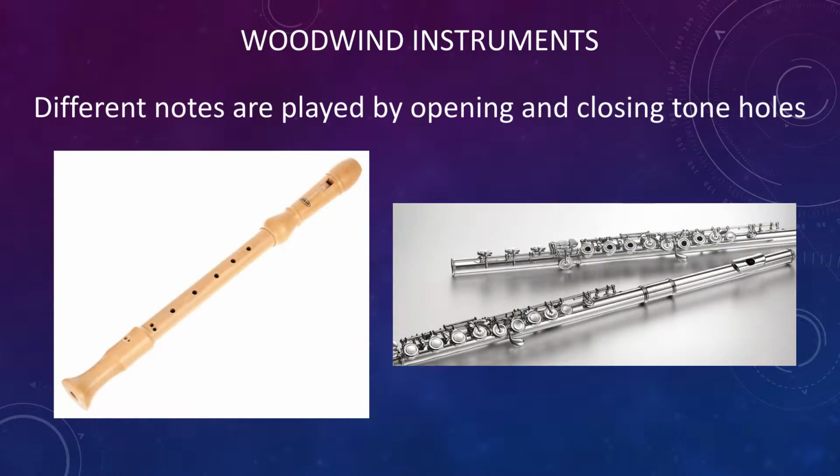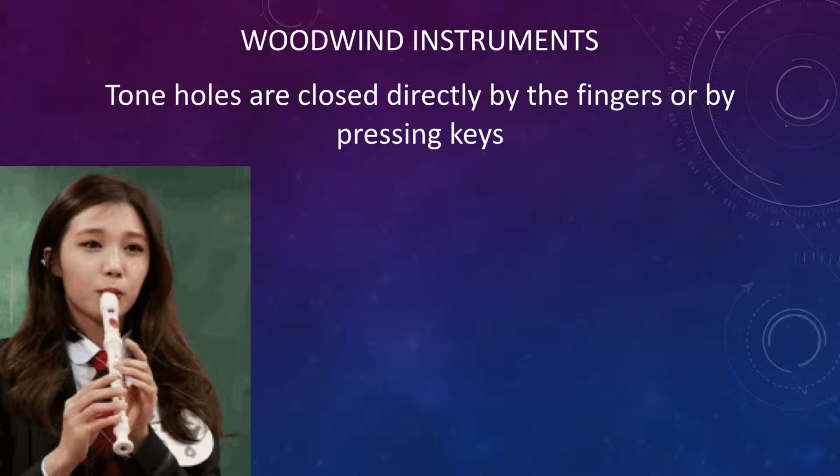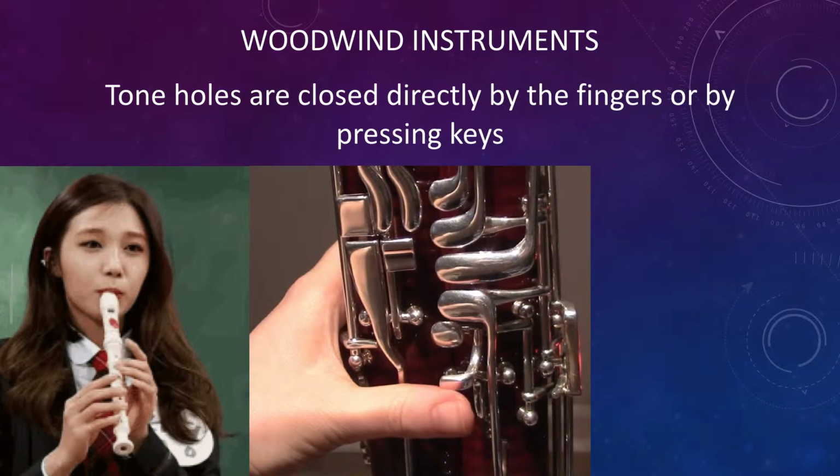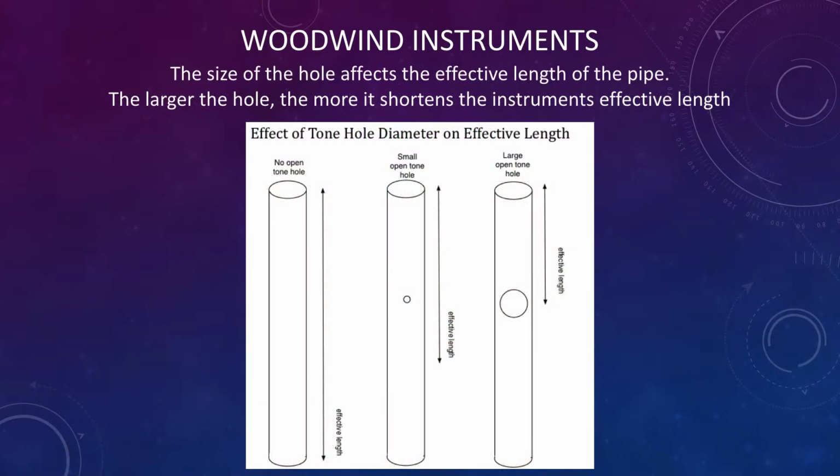With woodwinds, different notes are played by opening and closing tone holes along the length of the instrument. Tone holes are closed directly by the fingers or by pressing keys which cover the tone holes. The size of the hole affects the effective length of the pipe. The larger the hole, the more it shortens the instrument's effective length. When the diameter of the hole matches the inside diameter, it effectively ends the length of the vibrating air column.